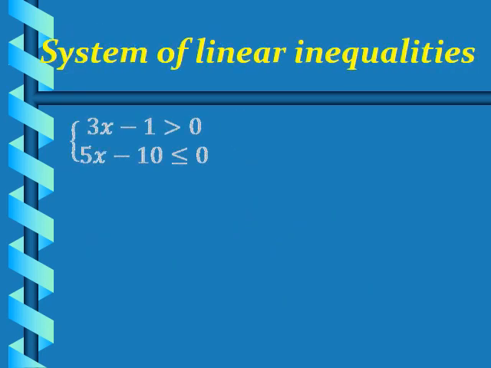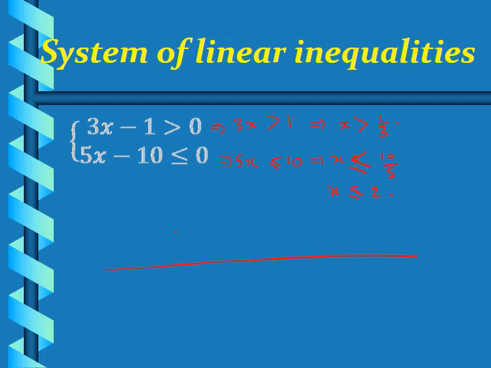System of linear inequalities. Solve 3x minus 1 greater than 0, 5x minus 10 less than or equal to 0. First, 3x greater than 1, so x greater than 1 over 3. 5x less than or equal to 10, so x less than or equal to 10 over 5, x less than or equal to 2.